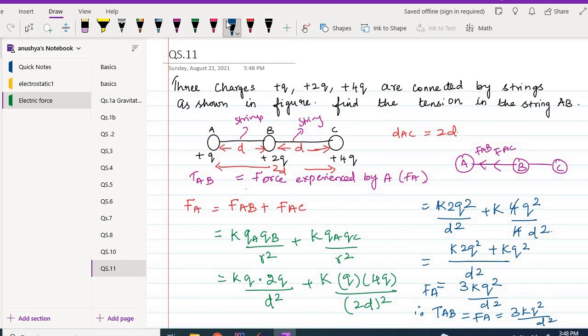Okay. So they are saying that three charges are connected and placed at some distance D, and they asked to find out the tension along AB. So the tension along the string will be equal to the force experienced by this A charge. A charge experiences a force due to B as well as due to C. So apply Coulomb's formula, substitute the given values and simplify it. Then you will get the answer as 3KQ square by D square.